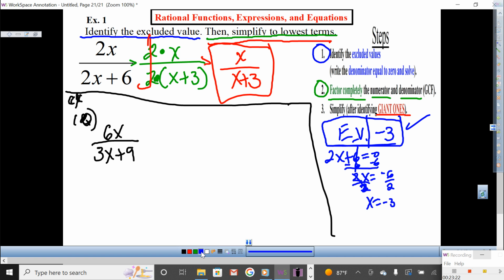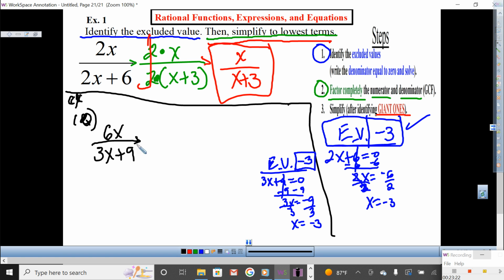All right, let's see. Excluded value. What did you write? The denominator, 3x plus 9 equal to 0. Then you solve. Minus 9, minus 9, 3x equals -9, divide by 3, divide by 3, x equals -3. My excluded value to stay away from is what? -3. Hands, have you got that? Okay.